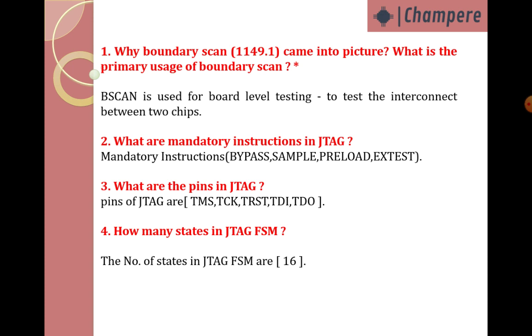How many states are in the JTAG FSM? FSM means finite state machine. So this JTAG FSM consists of 16 states. 16 states will be there. And JTAG means Joint Test Action Group, or Joint Test Access Group.